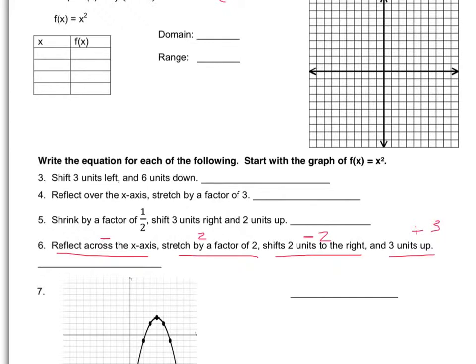So the function is going to have a negative. Stretch by 2, so 2, and then you have parentheses. Shift by 2 units to the right, so inside the parentheses I have x minus 2, I have a square over here, don't forget the square, this is a quadratic function, and then you add 3 over here. That is going to be my new function.